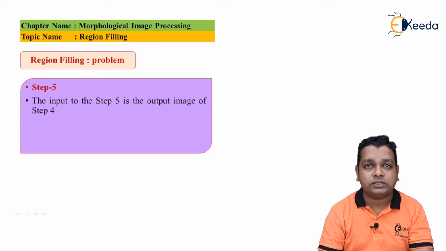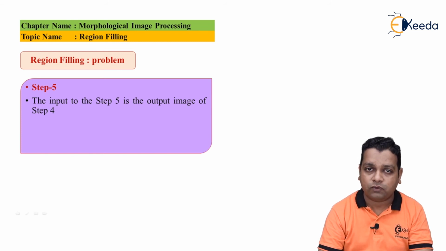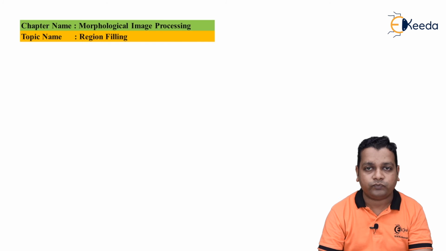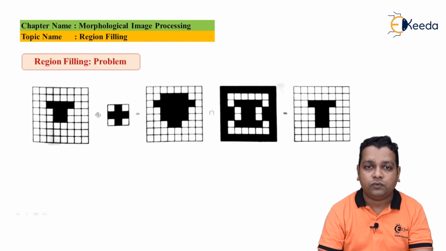Now we go for step number 5 after completion of step number 4. The input to step number 5 will be the output of step number 4. The process done in step number 4 is to be repeated in step number 5. So we have the total 8 black pixels that we obtained in the output of step number 4, that are to be dilated here. Then the dilated result has an intersection again with the complement of the input image. Finally, we obtain a total of 10 pixels represented with the dark color.